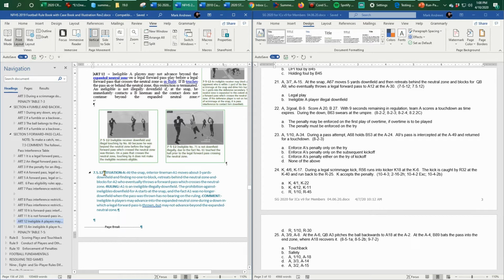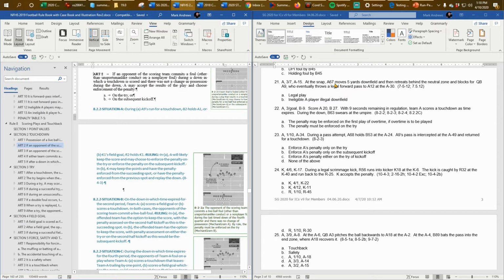If we go to the case book, 7.5.12a, it's this exact question. Well, it's a little different, but basically it says lineman A1 moves about 3 yards downfield, finding no one to block, retreats behind the neutral zone and blocks for A2, who eventually throws a forward pass which crosses the neutral zone. Ruling: A1 is an ineligible illegally downfield. The prohibition against ineligibles downfield for A starts at the snap, and the fact that A1 was no longer downfield when the pass was thrown has no bearing on the ruling. So back to the question. The answer is B.